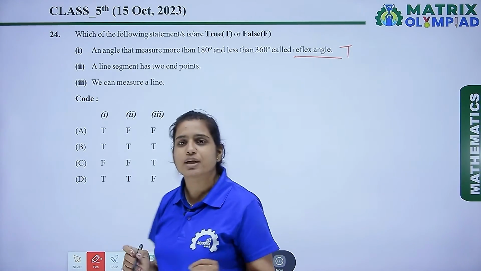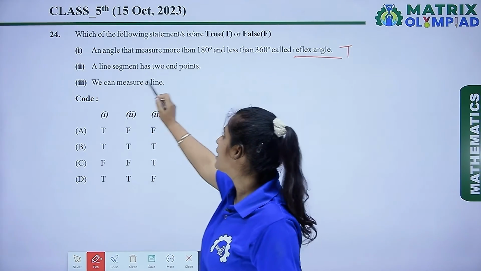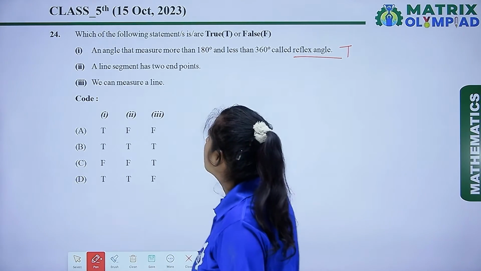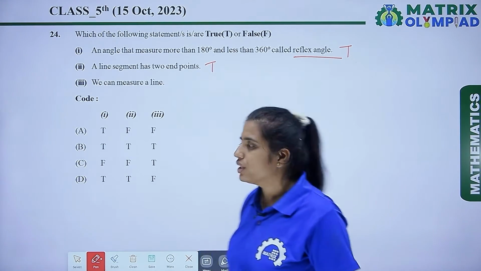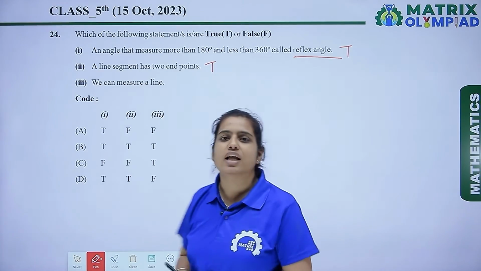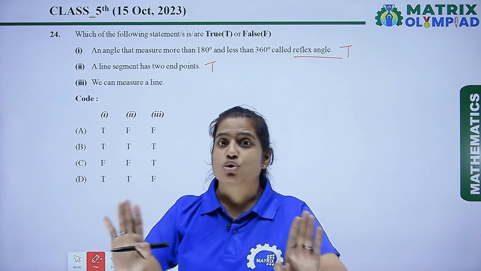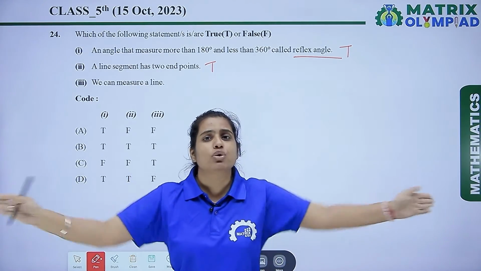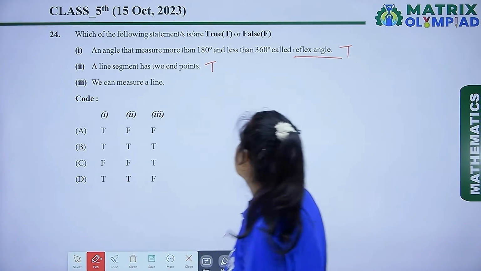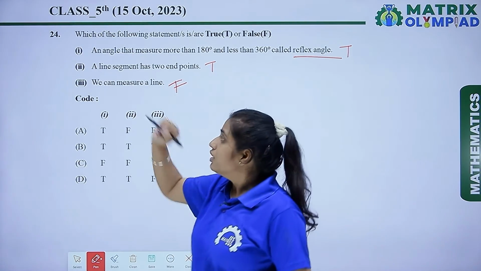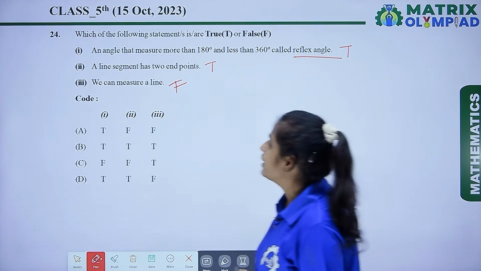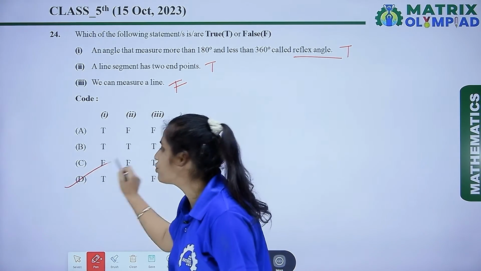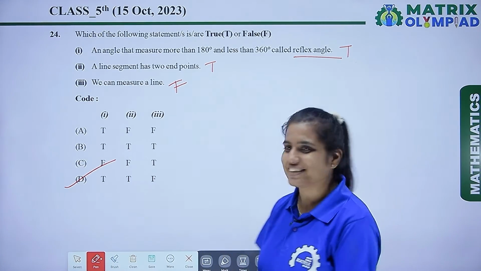नेक्स्ट बात करते हैं सेकंड स्टेटमेंट की. सेकंड स्टेटमेंट सेज दैट अ लाइन सेगमेंट हैज 2 एंड पॉइंट्स. बिल्कुल, एक लाइन सेगमेंट के अंदर 2 एंड पॉइंट्स होते हैं. सो हियर सेकंड स्टेटमेंट इज आल्सो ट्रू. द थर्ड स्टेटमेंट इज वी कैन मेजर अ लाइन. एक लाइन को मेजर किया जा सकता है. सो स्टॉप हियर टू थिंक. एक लाइन को हम लोग मेजर नहीं कर सकते बिकॉज एक लाइन दोनों तरफ से एक्सटेंड हो सकती है. So we can't measure a line. So here statement 3 is false. तो हमारा सीक्वेंस हो गया है true true false. So here true true false is option D. So option D is the correct answer.